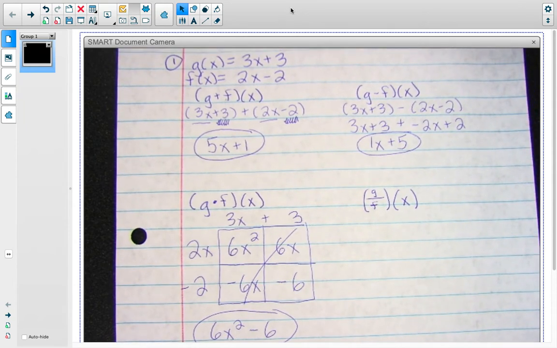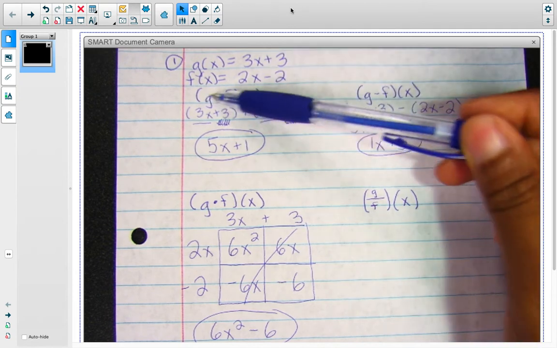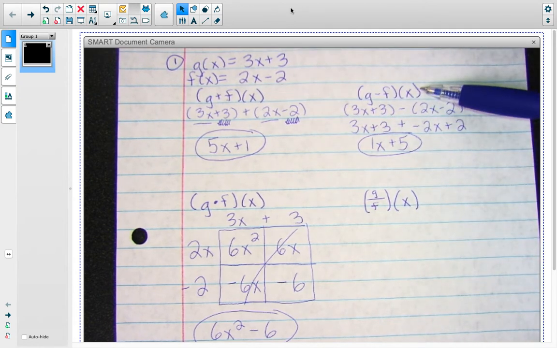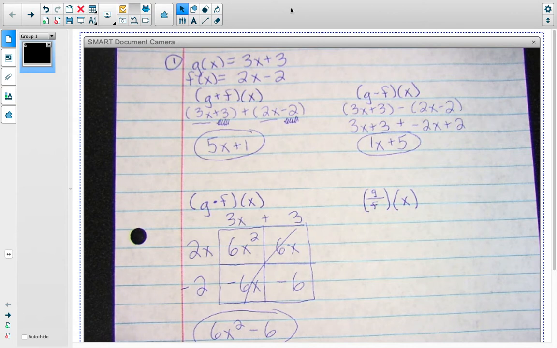And the last one that we're doing, again, these are the two functions that we're using for all 4 operations. We added them together. We subtracted them. We just finished multiplying, and now we're about to divide. When we divide them, we're not literally going to divide. In Math 3, we did polynomial long division and synthetic division, but we're not going to do that for this particular problem. We're just going to put them on top of each other, so to speak.